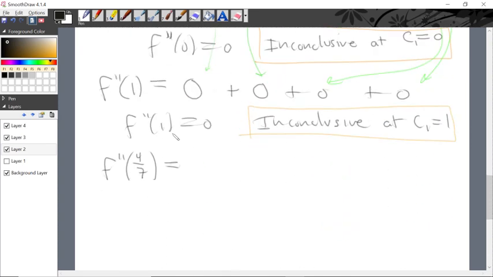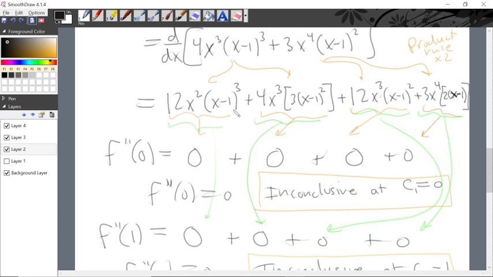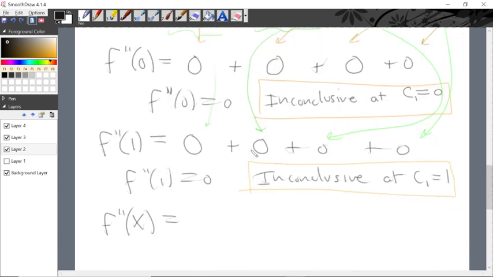So I want to clean this up a little bit. I want to see if we can simplify f double prime. I'm going to clean up this expression a bit. We have 12x squared times x minus 1 cubed. This is going to be 12x cubed times x minus 1 squared. 12x cubed times x minus 1 squared again, so those can combine. And then this will be a 6x to the 4th times x minus 1.